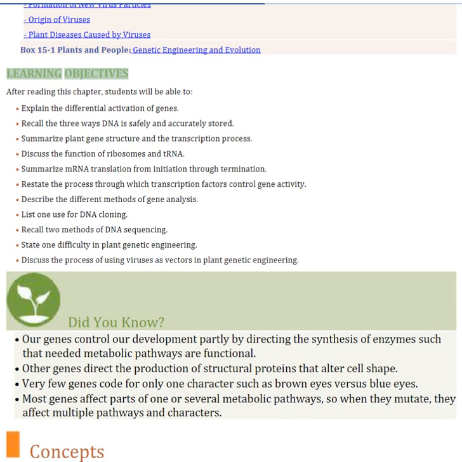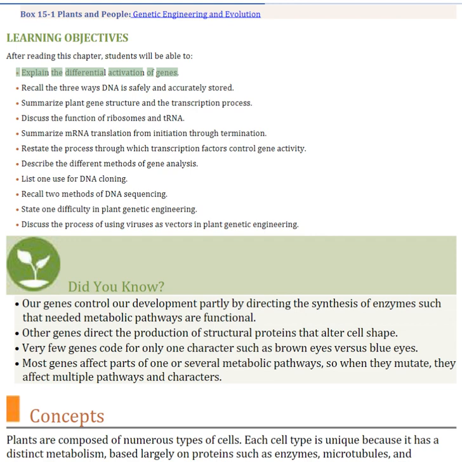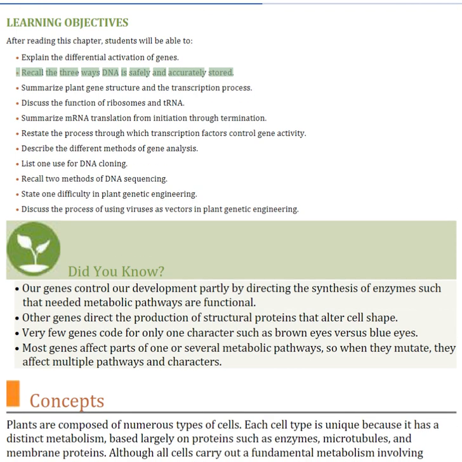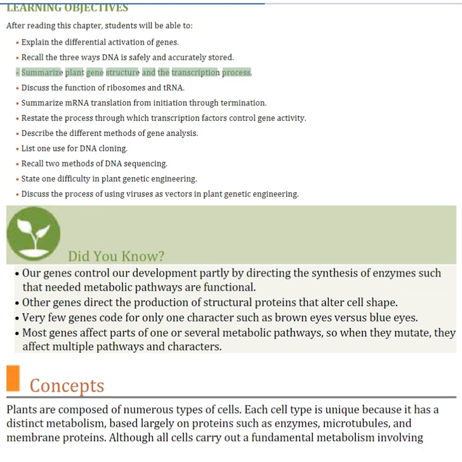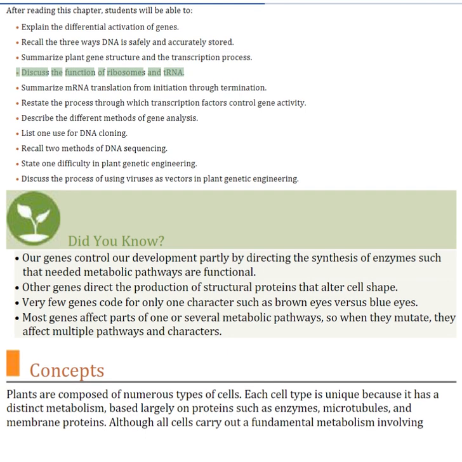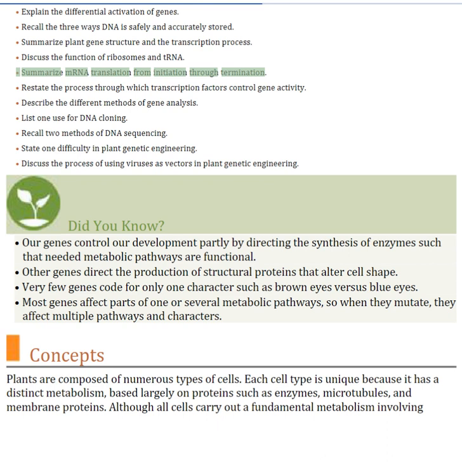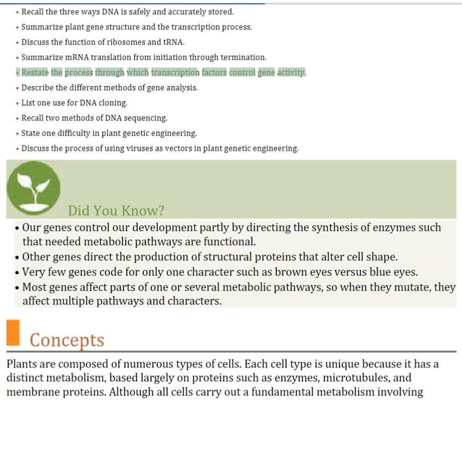Learning objectives. After reading this chapter, students will be able to explain the differential activation of genes. Recall the 3 ways DNA is safely and accurately stored. Summarize plant gene structure and the transcription process. Discuss the function of ribosomes and tRNA. Summarize mRNA translation from initiation through termination. Restate the process through which transcription factors control gene activity.